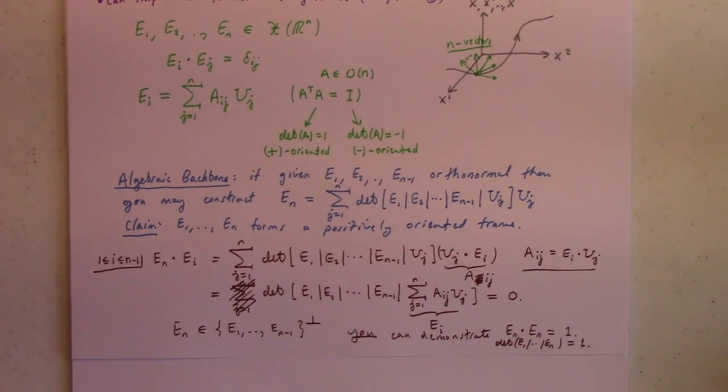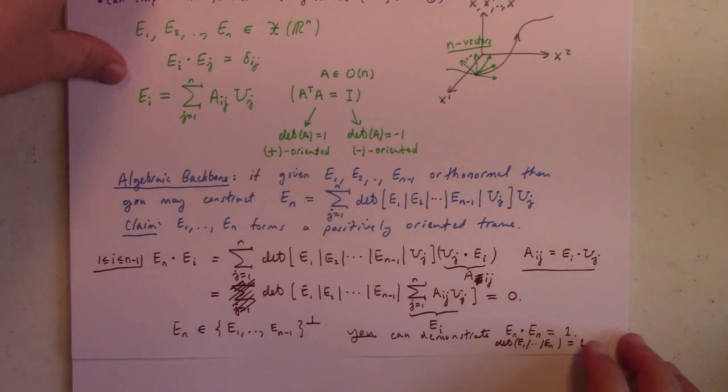And so in this way, we can calculate the nth vector from the given n-1 orthonormal vectors. So this is important because the assumption for what we're about to, well, let me just get to it. The reason this is important is because the definition of a Frenet curve is as follows. Alright.